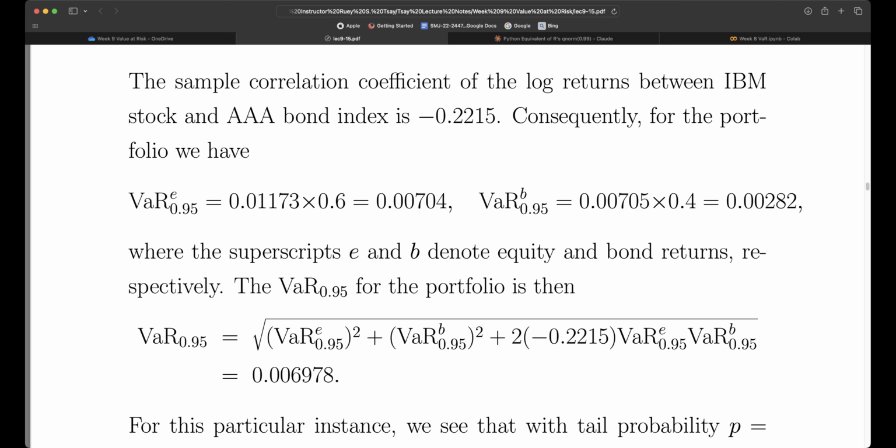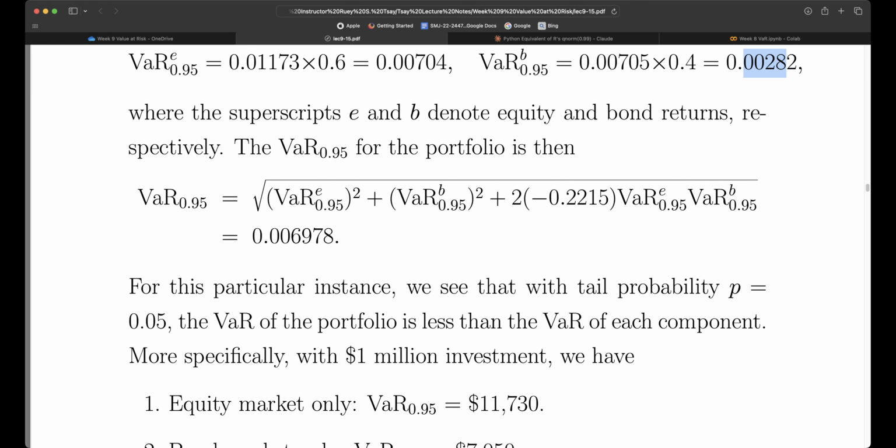Thus, value at risk for 95% is simply this. This is the portfolio weight, and this is the previous one, and here the correlation is the important part. So the portfolio value at risk is this one. It is decreased. It is between bond volatility and stock volatility. For this particular instance, we see that with tail probability of 5%, the value at risk of the portfolio is less than the value at risk of each component.